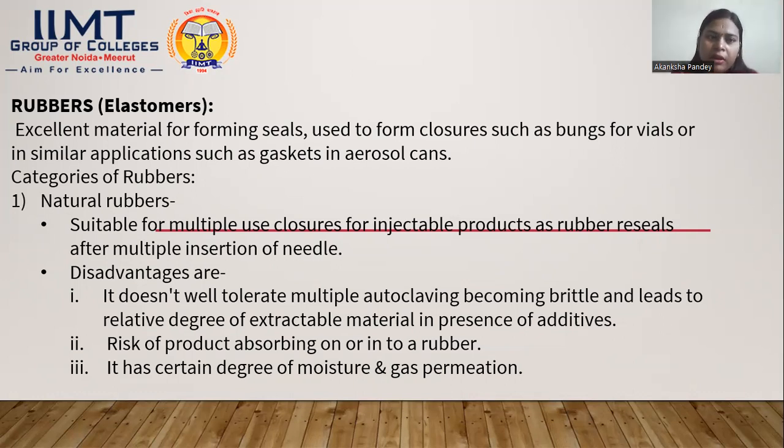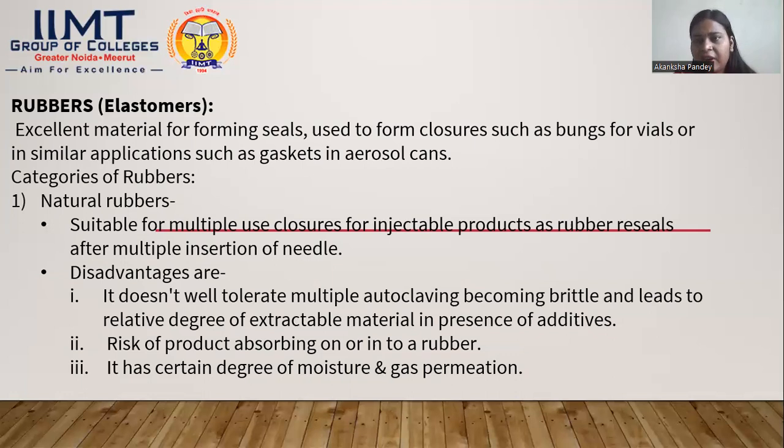Have you ever seen aerosols? Aerosols have a rubber on the outlet mouth so that the material inside the container does not get out. The categories of rubber we use are basically two. Natural rubber is suitable for multiple use closures, like in injectable products, for the parenteral products. Disadvantage: it doesn't tolerate multiple autoclaving well, becoming brittle and leading to a relative degree of extractable material in the presence of additives. There is also a risk of product absorption.